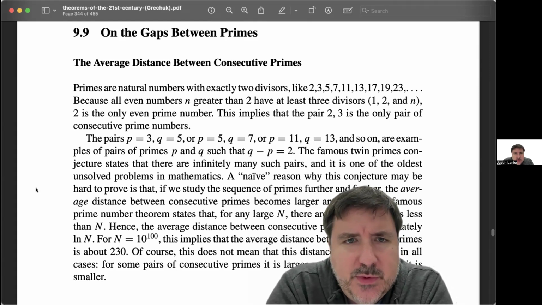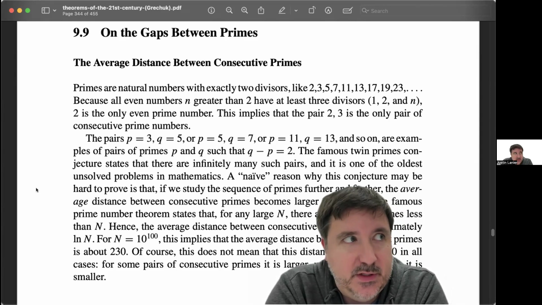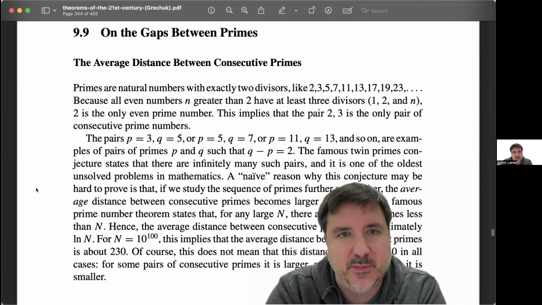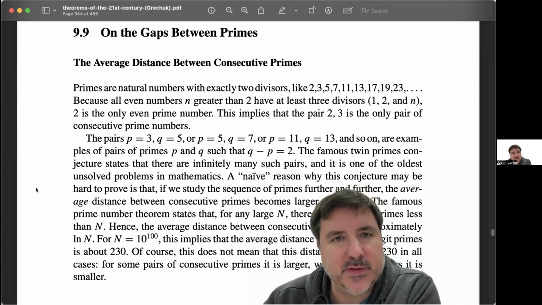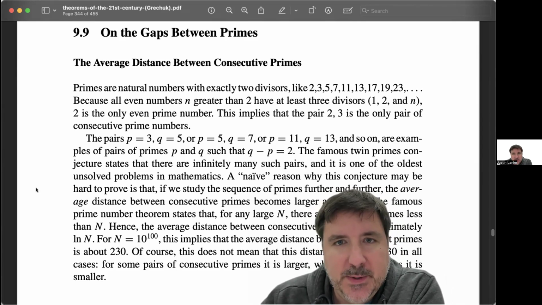Primes are natural numbers with exactly two divisors. Okay, all those. Because all even numbers greater than 2 have at least three divisors, right? Because they're even, 1 and 2 and the number. 2 is the only even prime number. Okay, that fits with what I thought about prime numbers before.